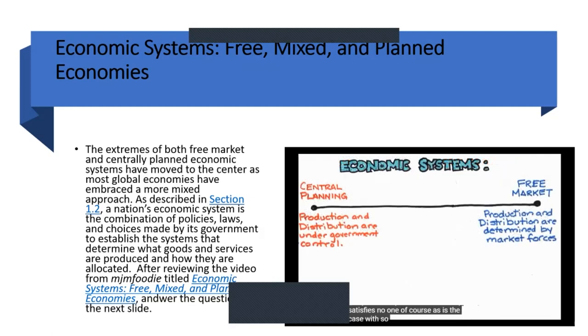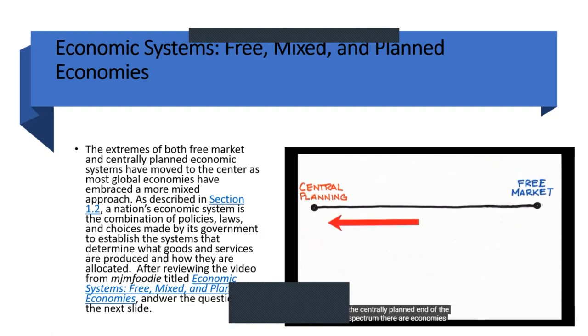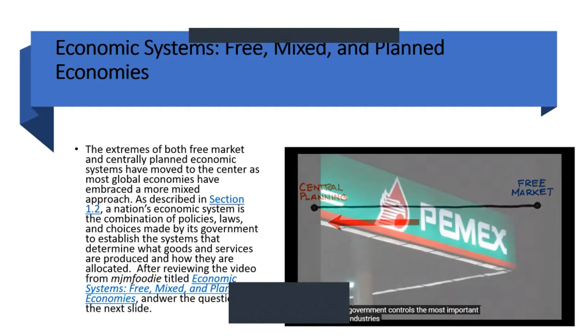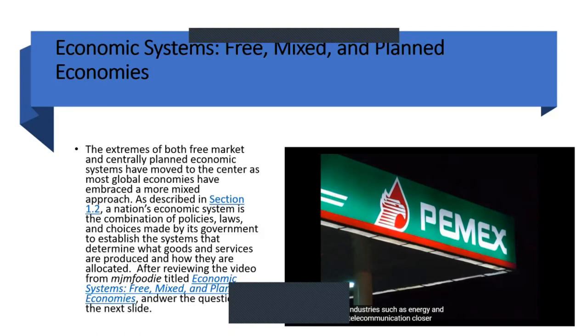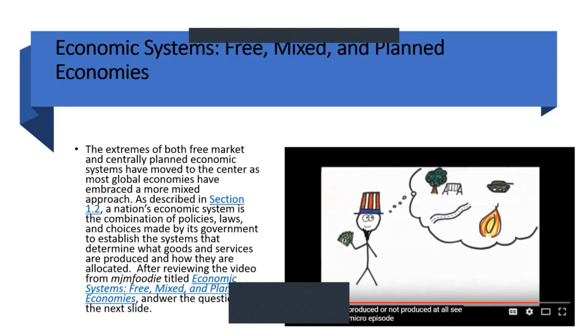Of course, as is the case with so many concepts in economics, there is a middle ground continuum of economic systems. In a mixed economy, there is government control and ownership of some key areas. Closer to the centrally planned end of the spectrum, there are economies where the government controls the most important industries, such as energy and telecommunication. Closer to the free market end of the spectrum, the government takes ownership of areas that would probably otherwise be underproduced or not produced at all. See micro episode number 33, Public Goods, like education or the postal service.